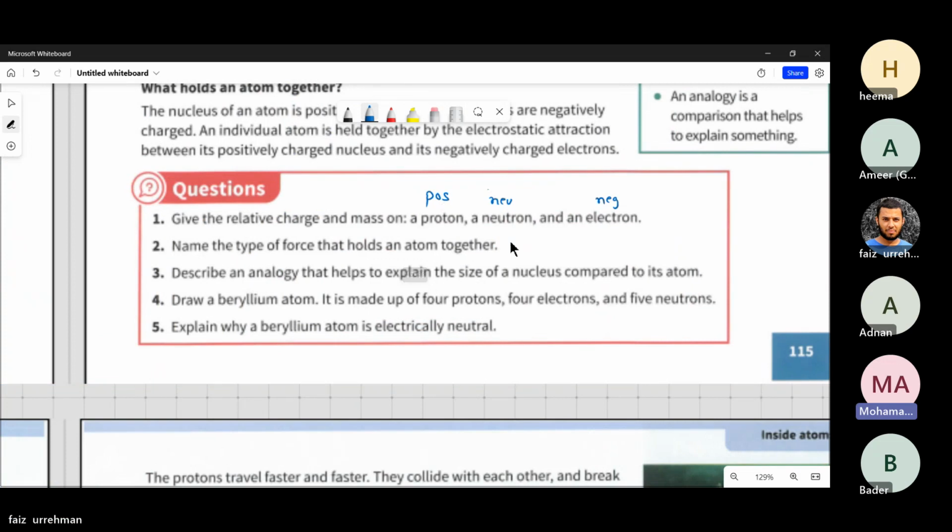Chemical bond? Yes, not James Bond. What is that? That's the answer.